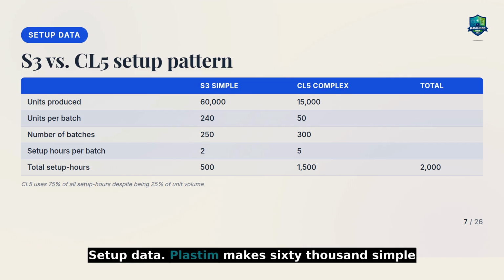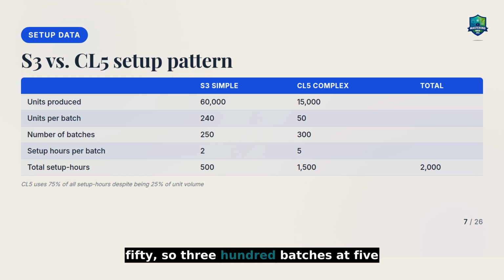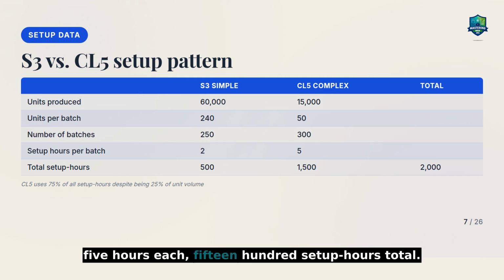Setup data. Plastim makes 60,000 simple lenses in batches of 240, so 250 batches at 2 hours each. 500 setup hours total. CL5 makes 15,000 complex lenses in batches of 50, so 300 batches at 5 hours each. 1,500 setup hours total. CL5 uses 3/4 of all setup time.